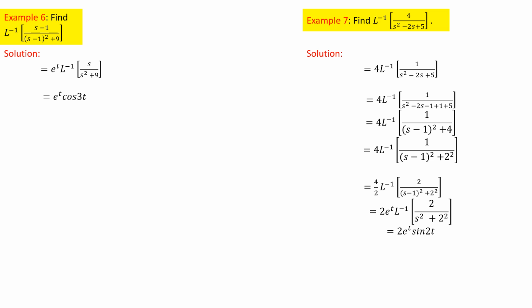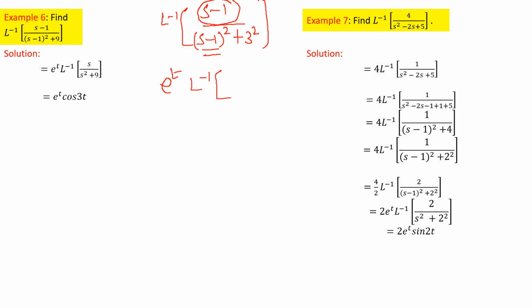Question number 6, L inverse of (s minus 1) divided by (s minus 1) power 2 plus 9. 9 I can write as 3 power 2. So what I do, first see this one. We have s minus 1 and we have s minus 1. So this is going to be e power at. Here a value is 1, so I can write e power t. Then L inverse of, after replacing, s minus 1 will become s. The denominator also becomes s power 2 plus 3 power 2.